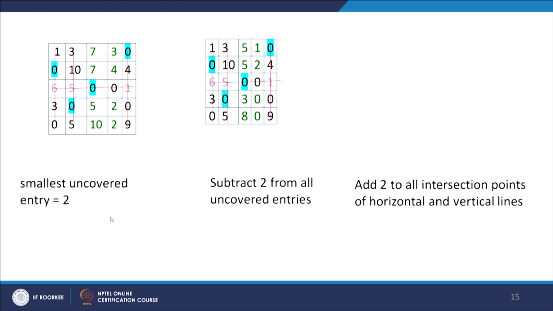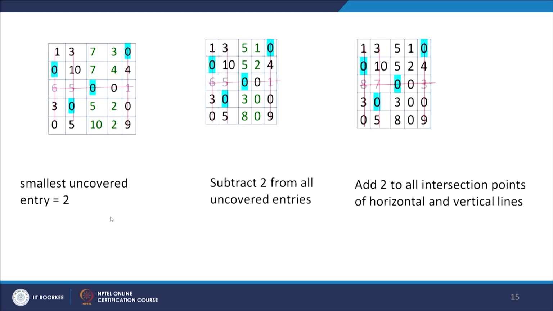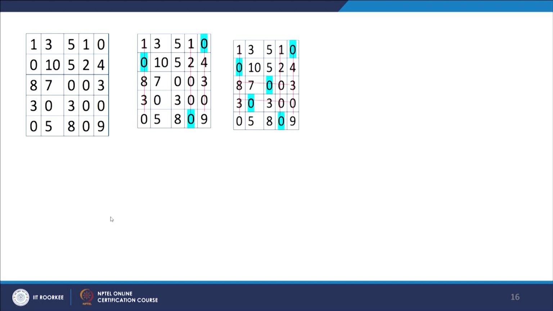So, therefore, we have to add 2 to all these 3 entries, and this is the resulting matrix that you get. This completes the 4th step. Again, we have to go to step 2 and repeat the process. On the leftmost, we have the table that we have got, 1, 3, 5, 1, 0, etc.